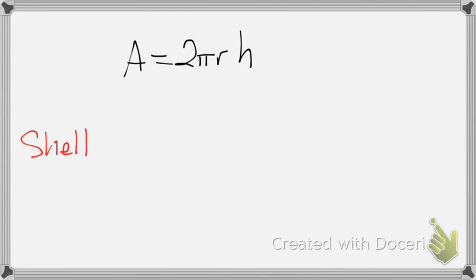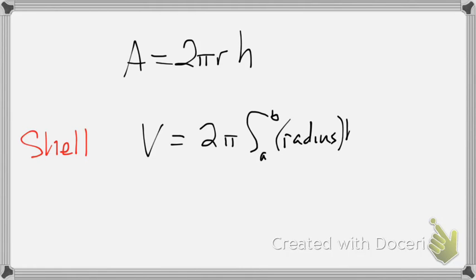Then for shell method, volume is area times thickness that we integrate, right? So that would be a 2 pi, which I can put in front.